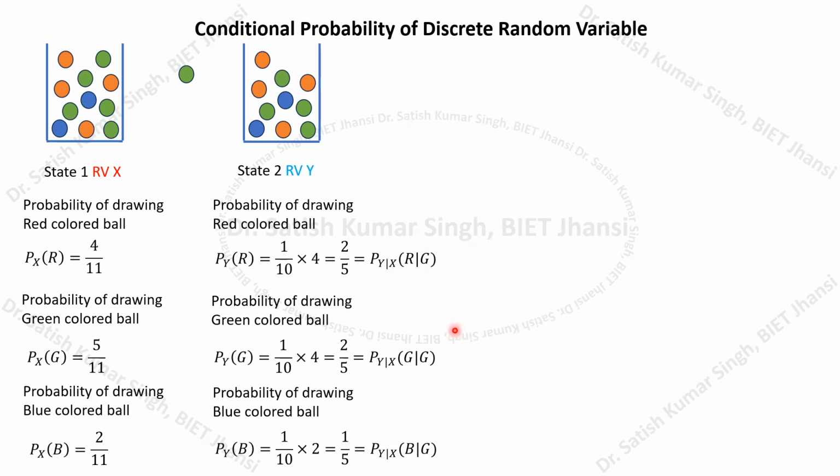Fine. So here we can see if we add all these conditional probabilities, it is p y given x, which is r given g, p g given g, p b given g. If you add all these probabilities, it is 2 by 5, 2 by 5, 1 by 5. If you calculate these probabilities, this summation is going to be equal to 1.